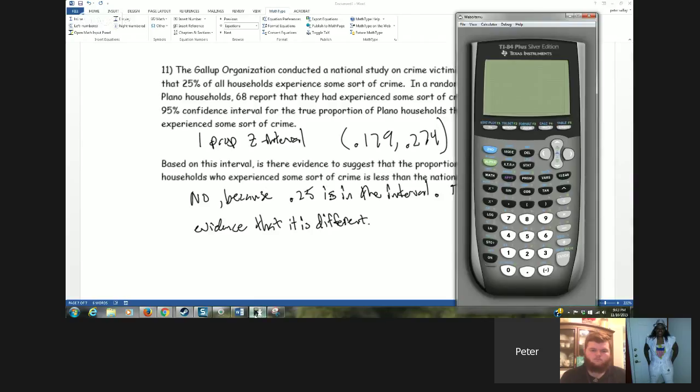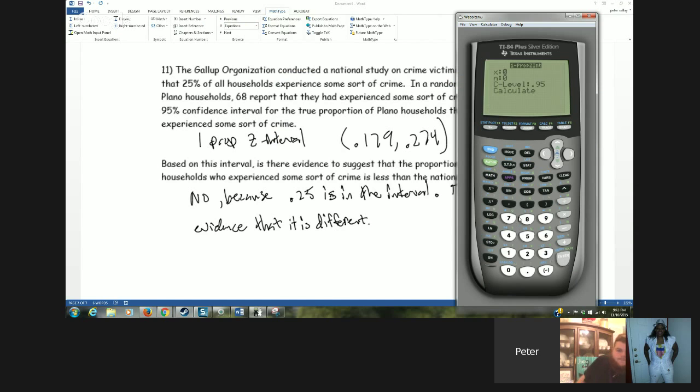So that's just a matter of going to the calculator and pulling up, I think it's under test, and we're looking for an interval that describes this. So Z and T are both means. We don't know about 2 sample yet. We do know about 1 prop Z. So if we're doing a proportion interval, that's the one we want.